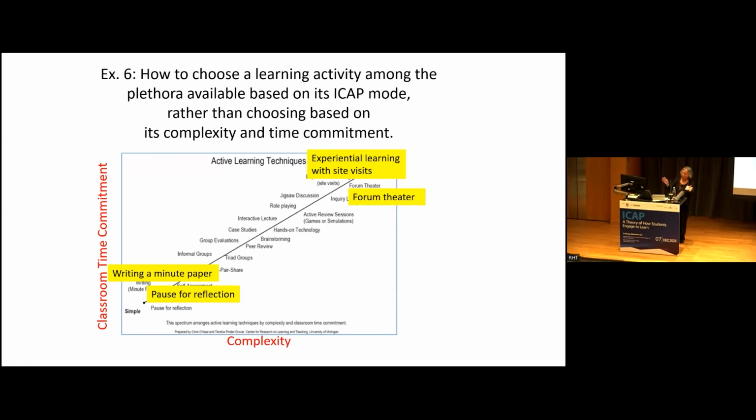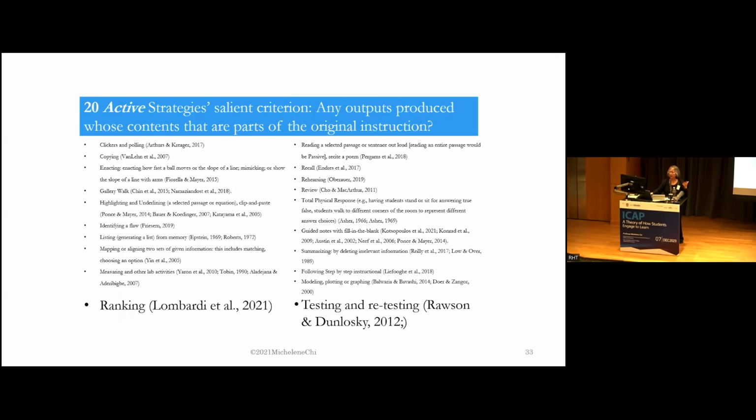Finally, not finally, next to last, how do you choose a learning activity among the plethora, we love that word, available, based on its ICAP move, rather than choosing based on its complexity and time commitments? That's what people think about. How complex is this activity? Or how much class time commitment do I need? Based on that, you choose an activity. Instead, you should choose an activity based on ICAP.